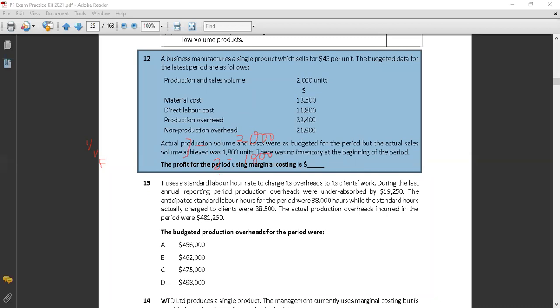Okay. So sales minus variable cost, a term which is used is called contribution. So contribution would be, now we have to account for less fixed cost. So there are two items of fixed cost. Under this we have one item as production overhead fixed, non-production overhead is also fixed. So fixed cost will be the two items which is 32,400 plus 21,900. So check that.